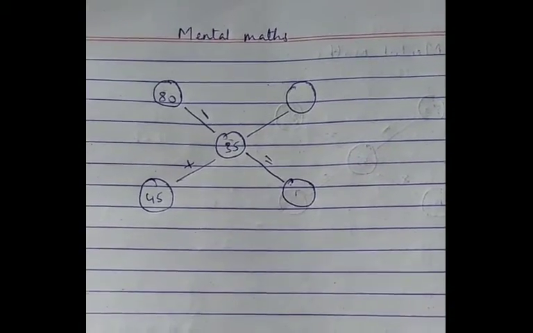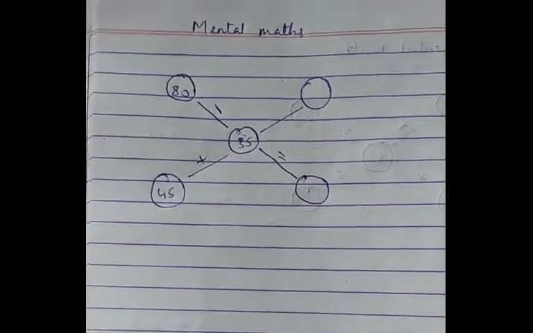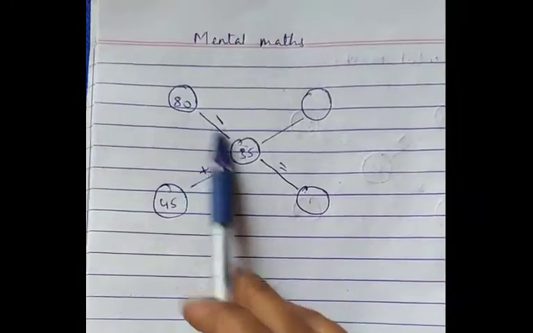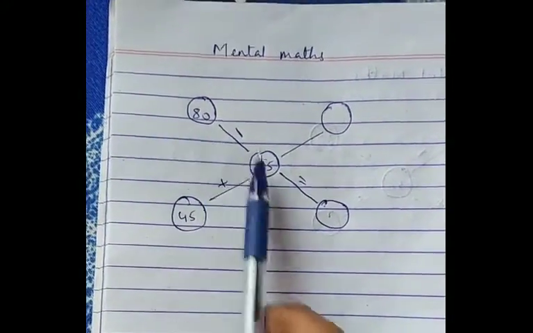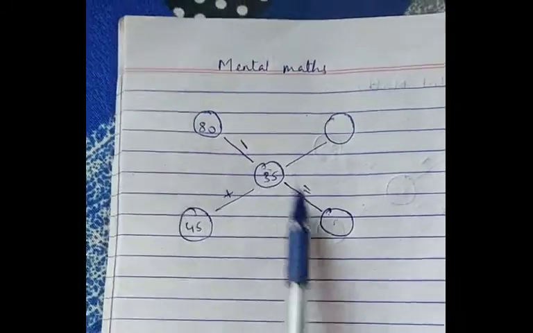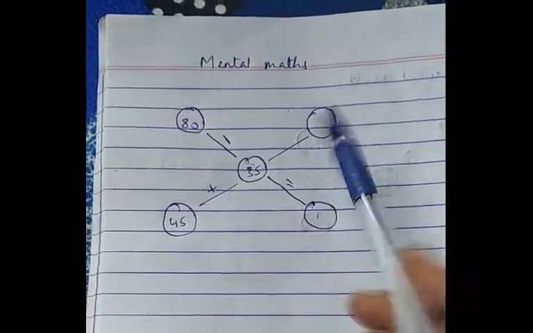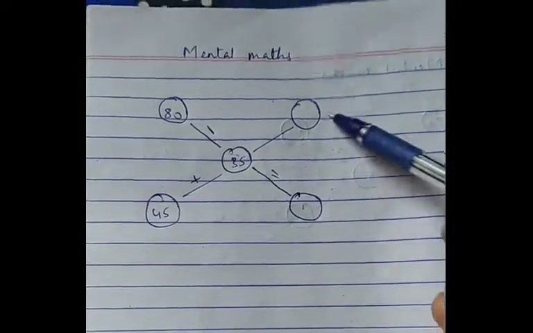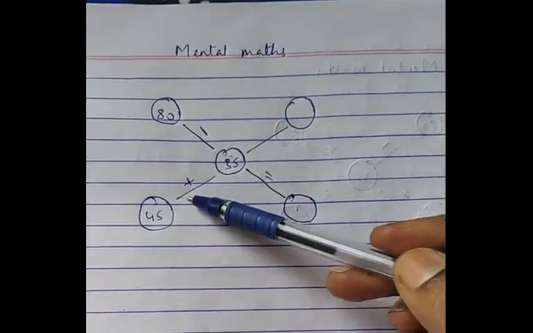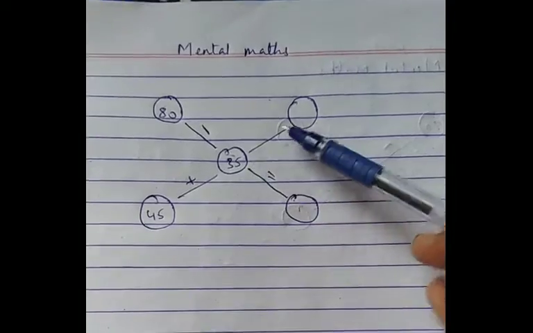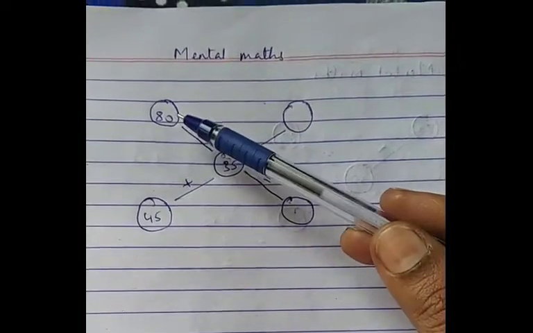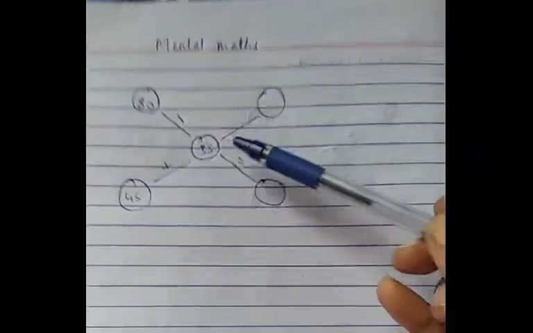Now, next coming to the topic mental maths. So, here circles are given and in them there are numbers. 80 minus 35 is equal to dash. 45 plus 35 is equal to dash. So, we have to find out these missing numbers. So, here it is addition. 45 plus 35. You have to add and find out. And here 80 minus 35. You have to subtract and find out the answer.